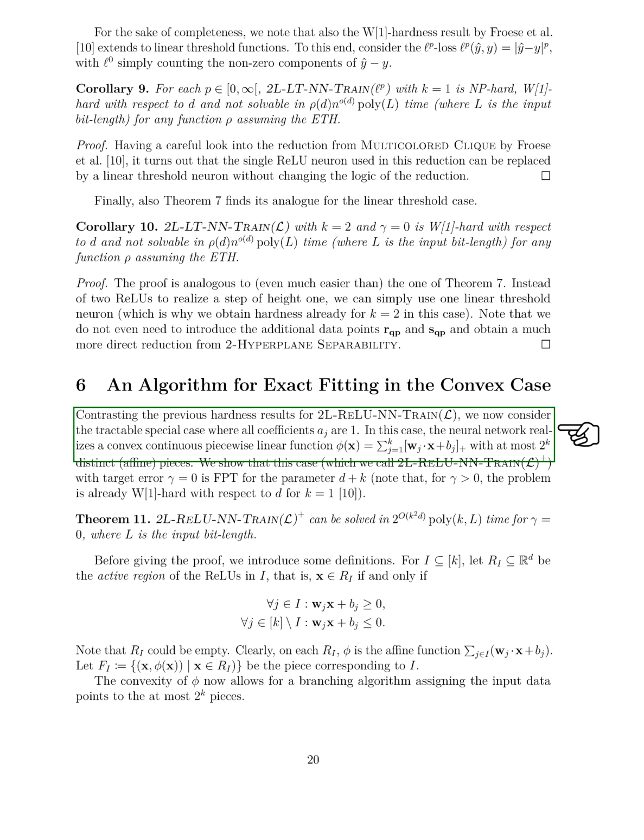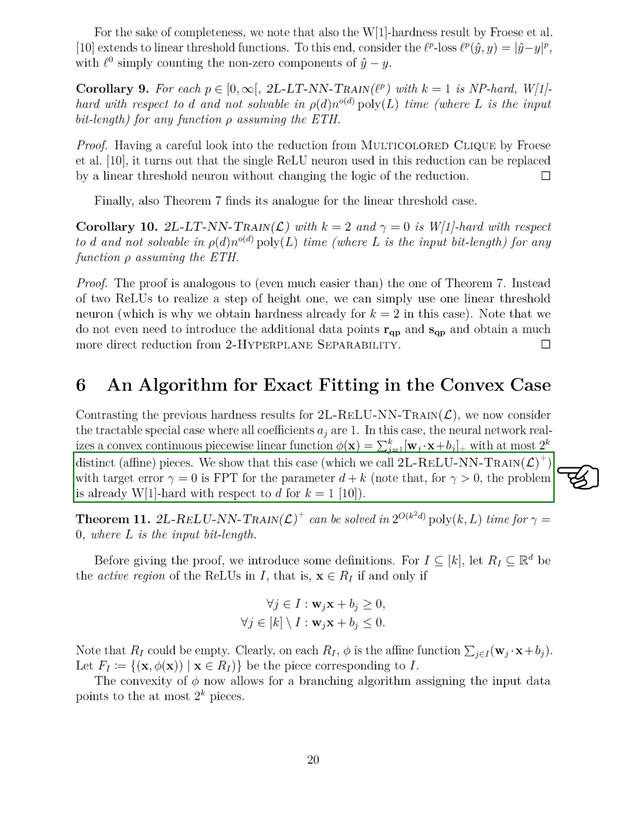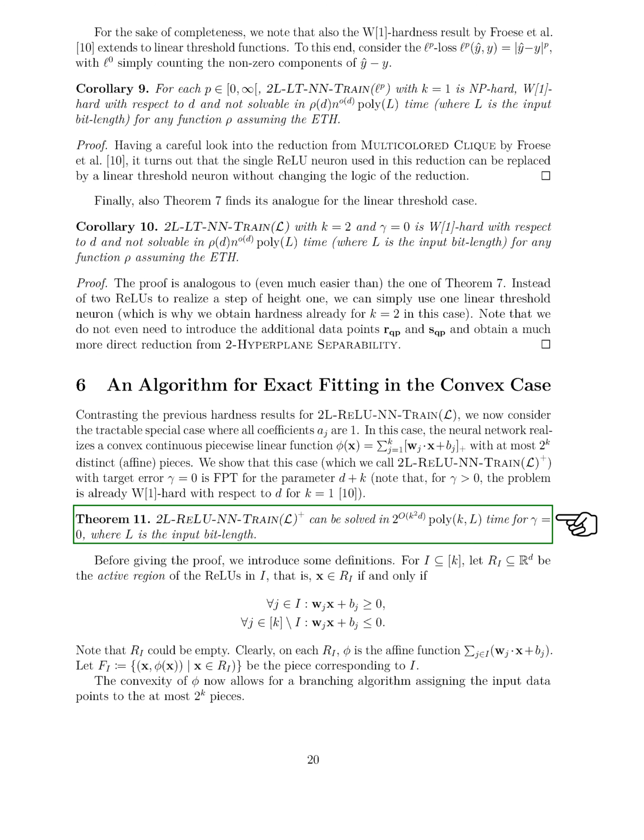Now, let's contrast these hardness results with a tractable special case where all coefficients are 1. In this case, the neural network realizes a convex continuous piecewise linear function with at most 2^k distinct pieces. We show that this case, which we call 2L-ReLU-NN-Train-L+, with a target error of 0 is fixed parameter tractable for the parameter d plus k. We can solve this problem in exponential time in terms of k and polynomial time in terms of the input bit length for a target error of 0.